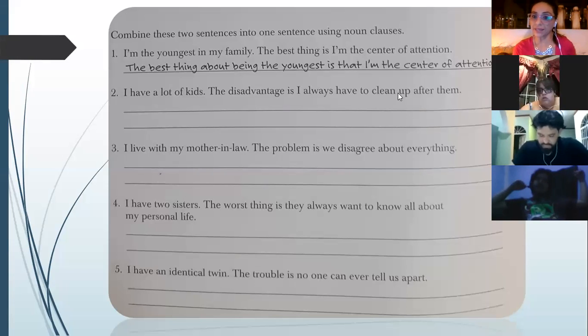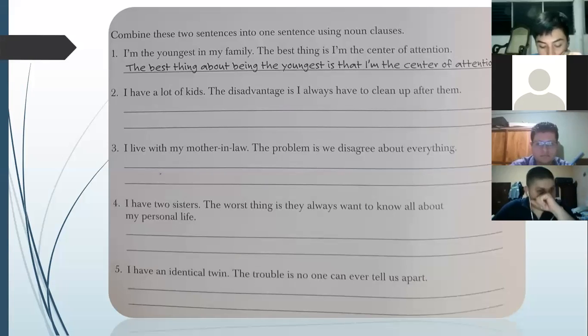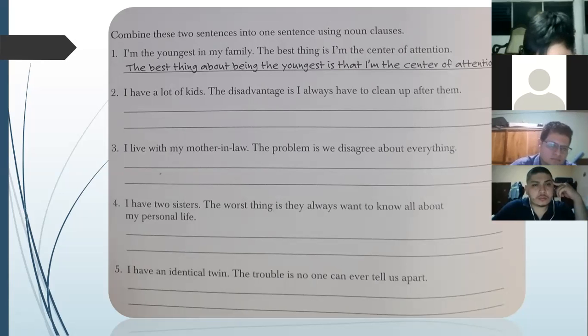The disadvantage of having a lot of kids is that I have to clean up after them. All right, so say it again, Lydia. The disadvantage of having a lot of kids is that I have to clean up after them.